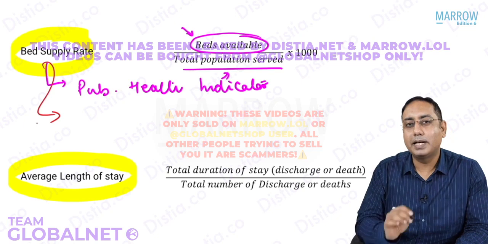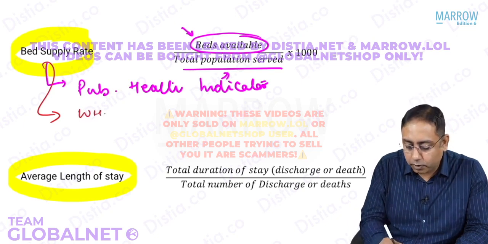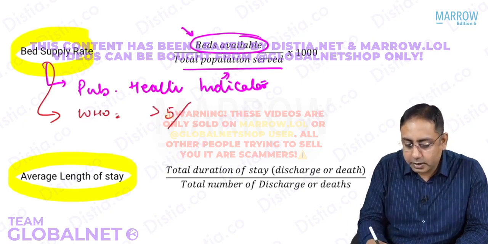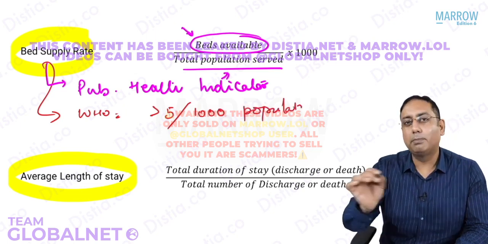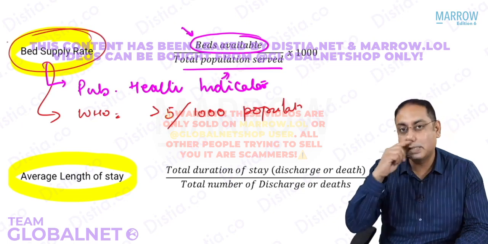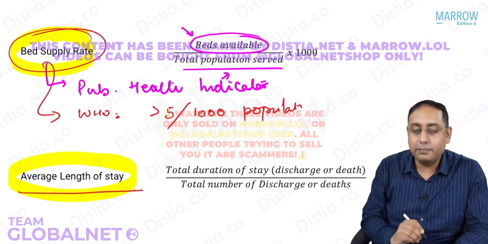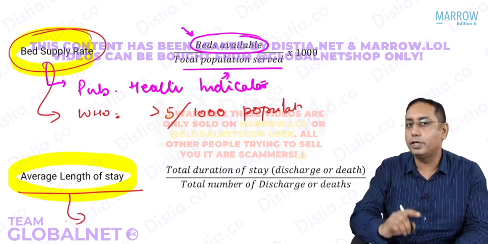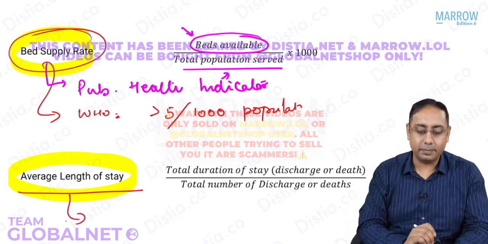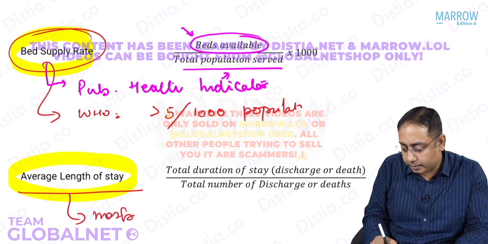Usually it is said that the bed supply rate as per the WHO norms should be more than 5 beds per 1,000 population. So that you can say is a bed population ratio, which is what a bed supply rate is. What do you mean by average length of stay? Average length of stay will tell you about the morbidity. It is actually not a utilization indicator. It is a morbidity indicator.